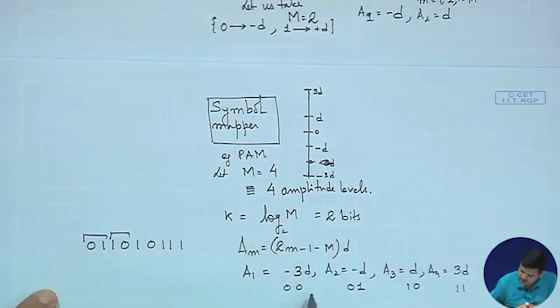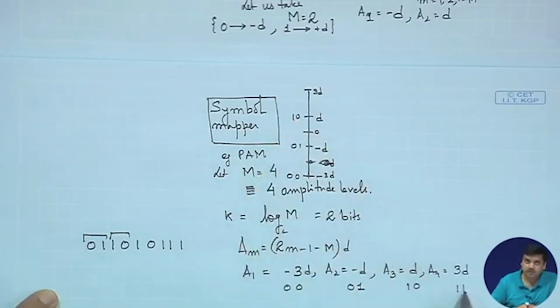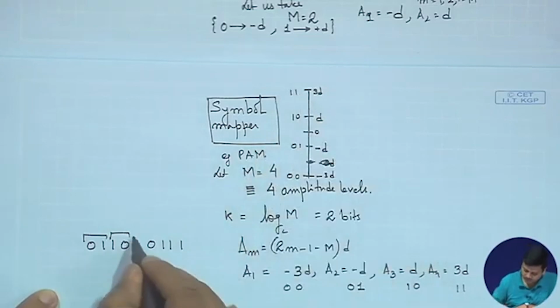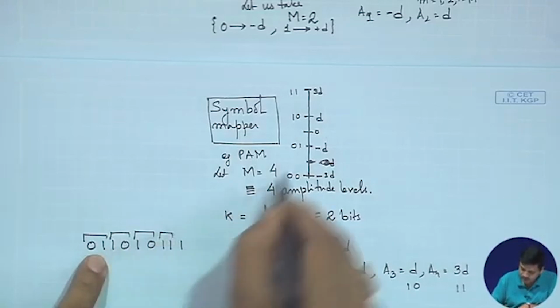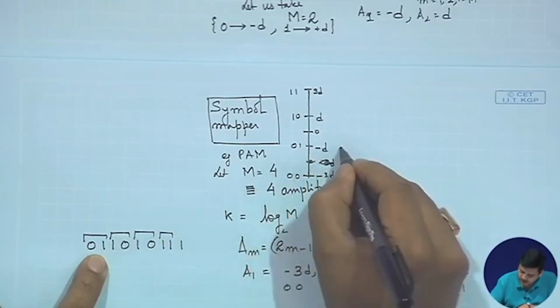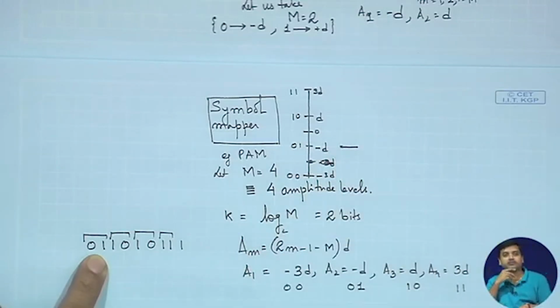So, that means, whenever there is a 0 0, I will select minus 3 d, whenever it is 0 1, I would select this, whenever there is a 1 0, I would select this, whenever there is a 1 1, I would select this. So, now what happens, whenever there is a 0 1, I would go there and I would select minus d. Now, please take a note that we have discussed in the previous lecture that since there are 2 bits used for the symbol, the symbol duration would be equal to the duration of 2 bits, right.